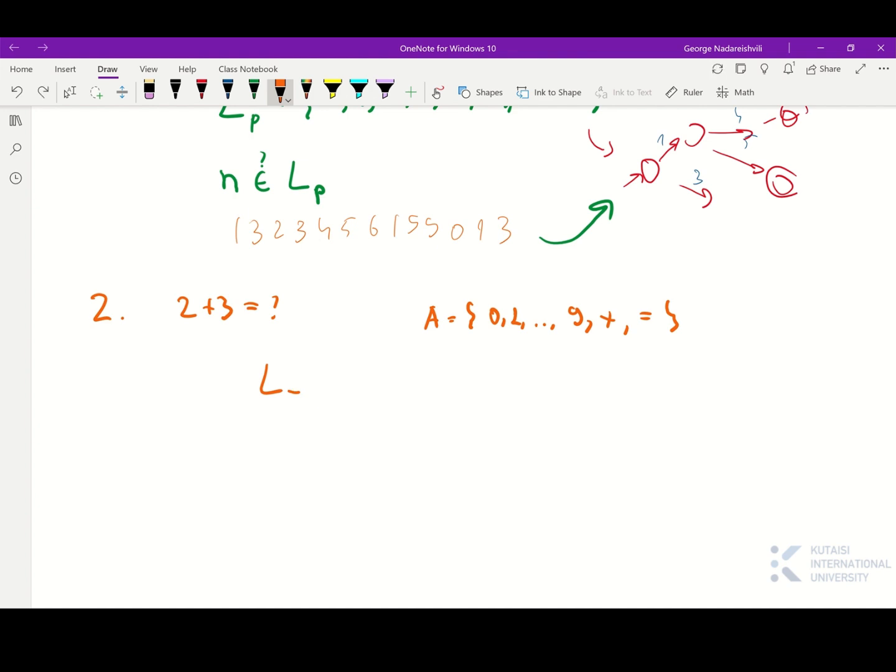And now I will create a language, let's call it L+. Well, it's a bad name, but call it L+, like this. This just contains all strings of valid additions. So 1 plus 1 is 2, 3 plus 7 is 10, and so on. So it's an infinite language that contains strings that are valid additions somehow. For example, this string is not here because this string does not represent a valid addition and equality.